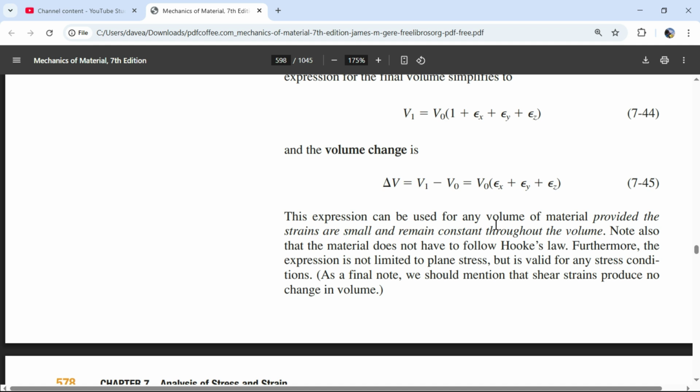This expression can be used for any volume of material, provided the strains are small, we talked about that, and remain constant throughout the volume. Note that the material does not have to follow Hooke's law. Furthermore, the expression is not limited to plane stress, but is valid for any stress conditions. As a final note, we should mention that the shear strains produce no change in volume.